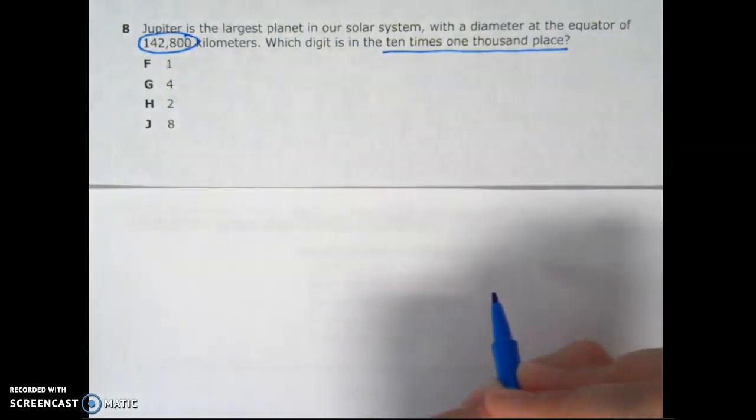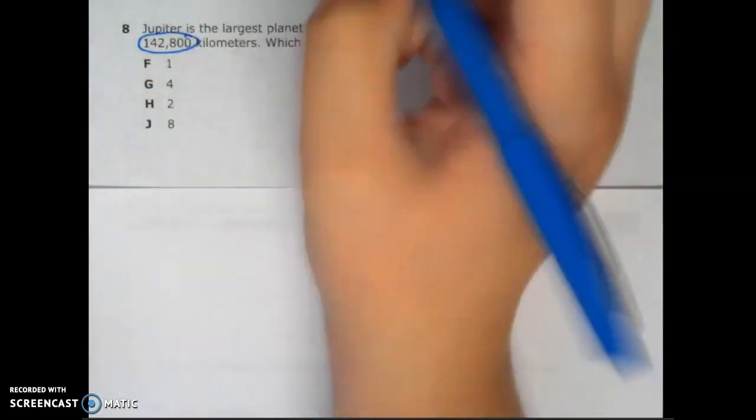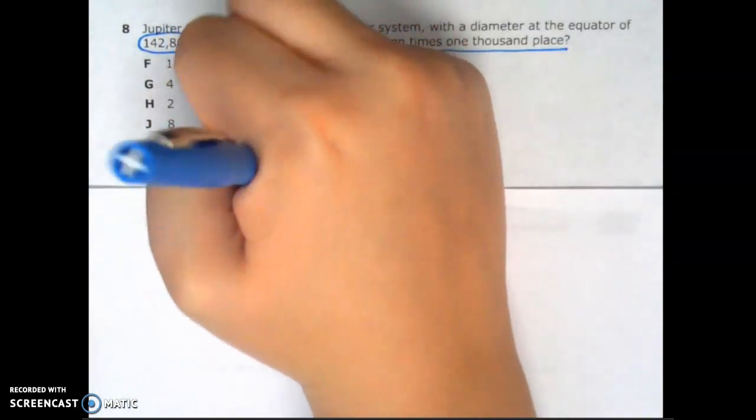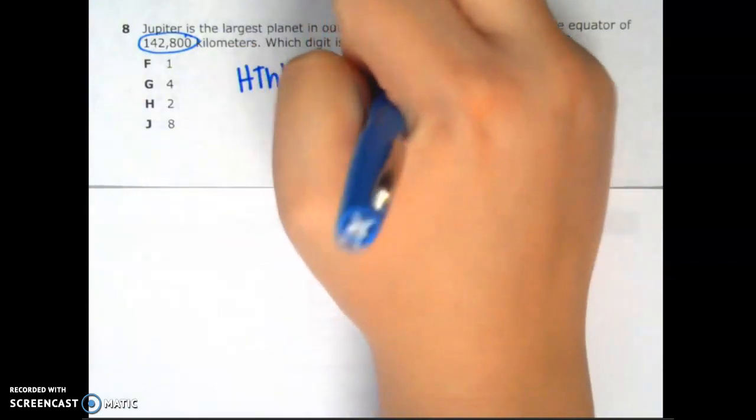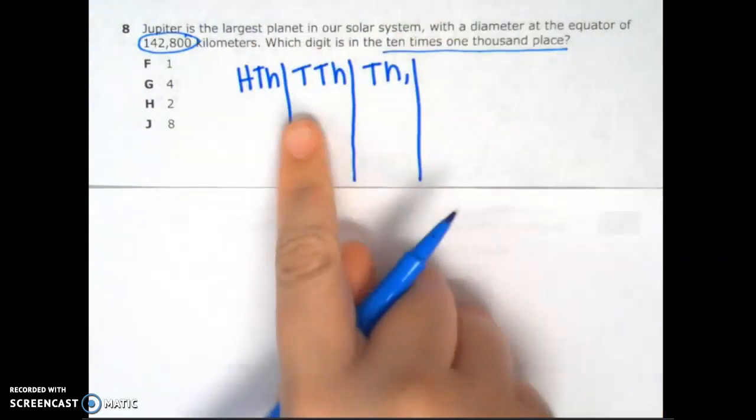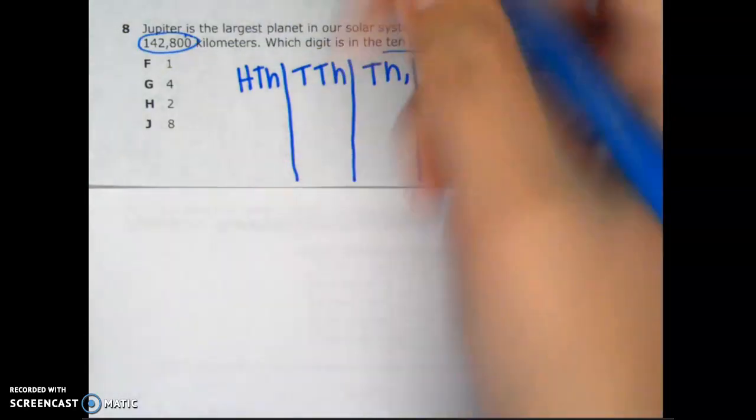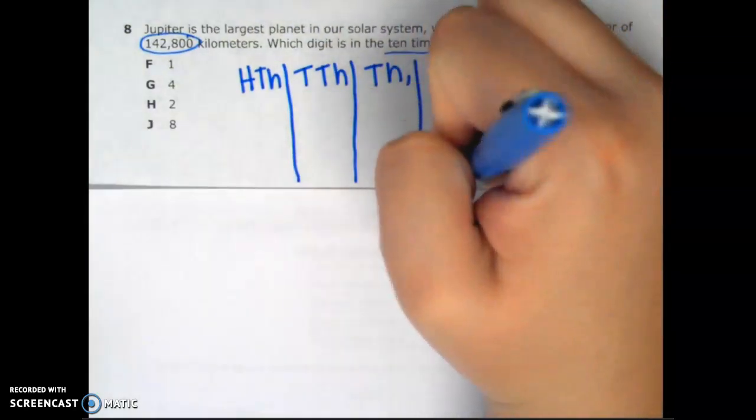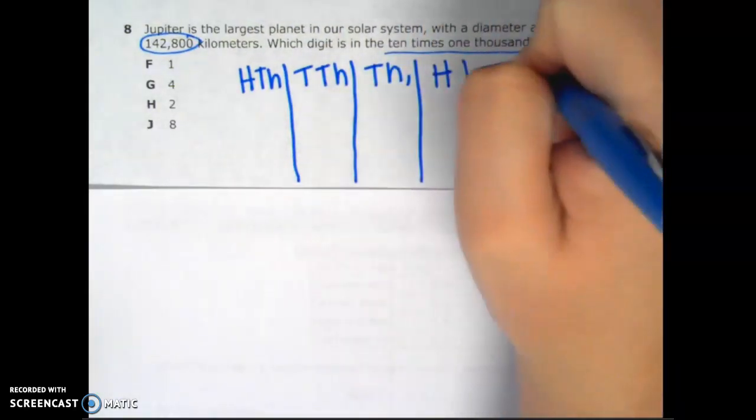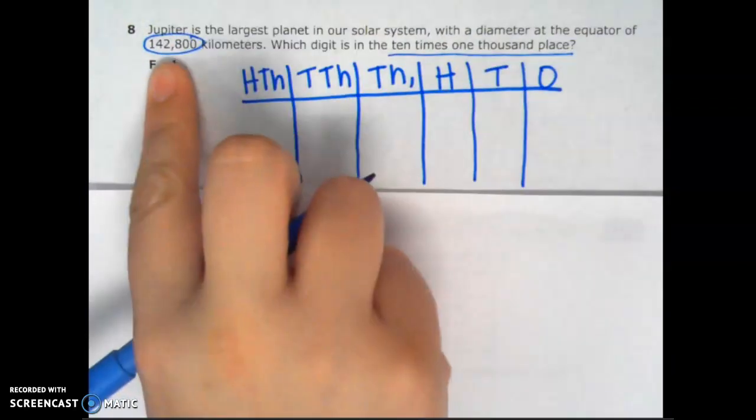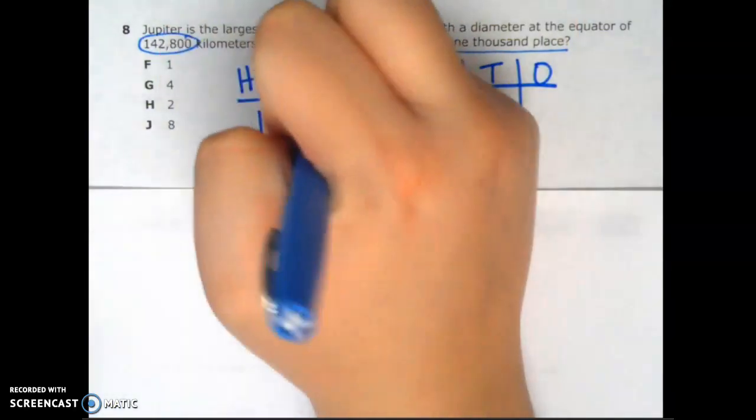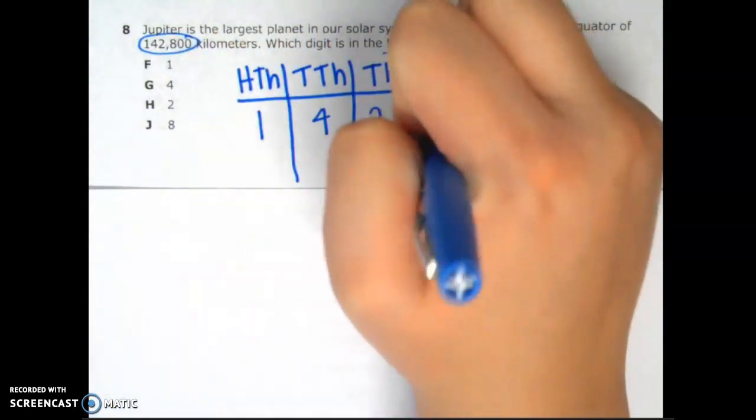I'm going to first plug this number into a place value chart, and I hope you did the same. If you didn't, I hope you're doing this with me on a piece of paper. I have my 100,000s, my 10,000s, thousands, hundreds, tens, ones. Okay. 142,800.